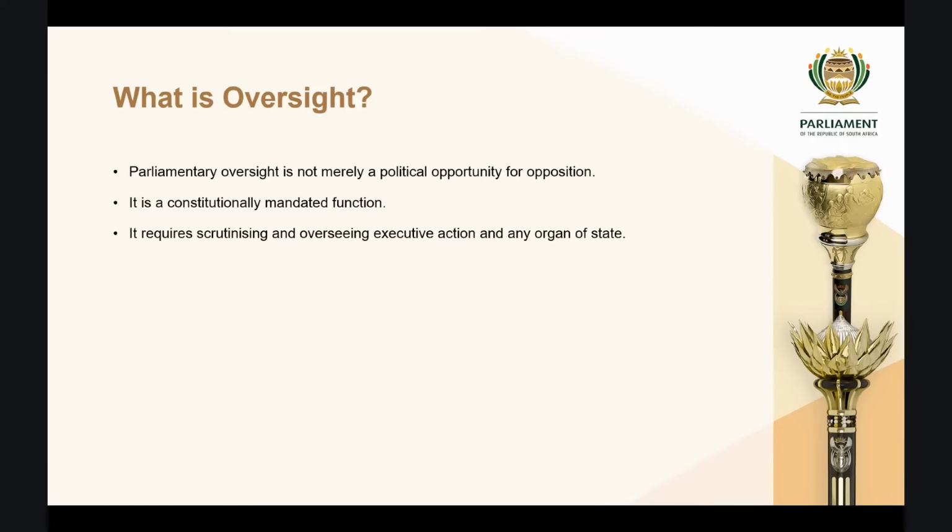Chairperson, we say oversight requires scrutinizing and overseeing executive action and any organ of state. This is well captured in Section 44(3) of the Constitution. And I'll read from that section, and members will excuse me for that. The National Assembly, because this is a committee of the National Assembly, is elected to represent the people and to ensure government by the people under the Constitution. It does this by choosing the president, by providing a national forum for public consideration of issues, by passing legislation, and by scrutinizing and overseeing executive action.